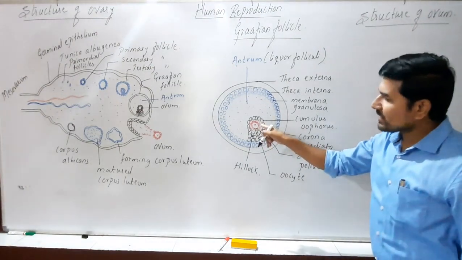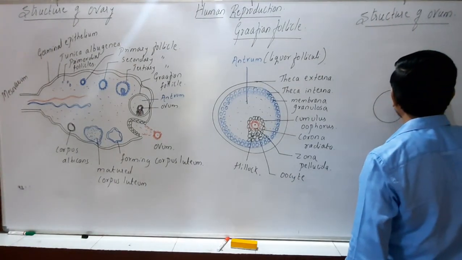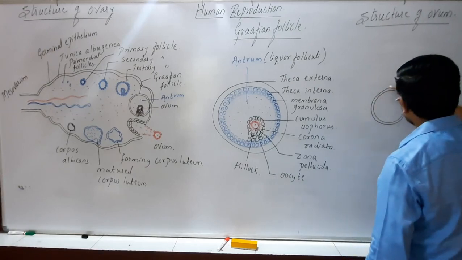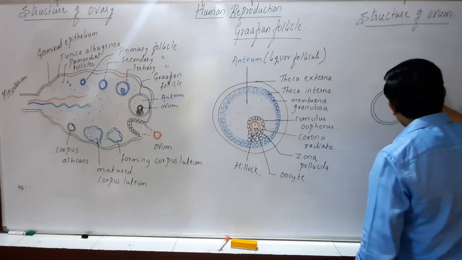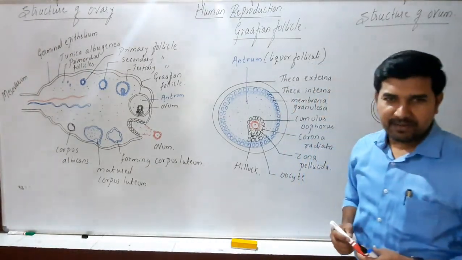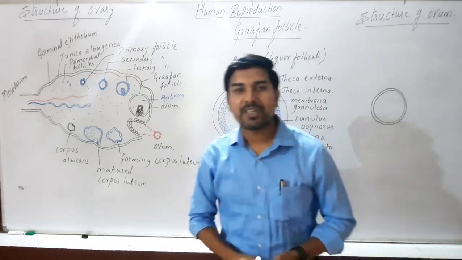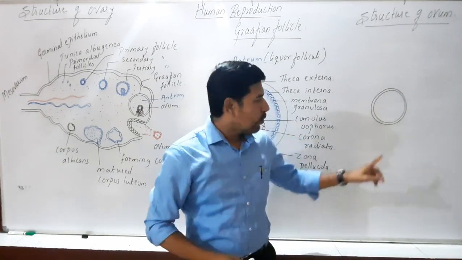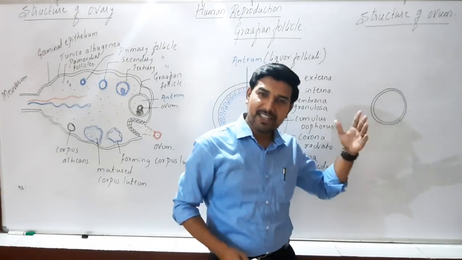Now, if we look at the structure of the human ovum, it appears in this way. If we look at its size, it might be around 1 millimeter. If we compare it with the human sperm, the sperm is much smaller than the ovum. Ovum is 30 times bigger than the sperm.